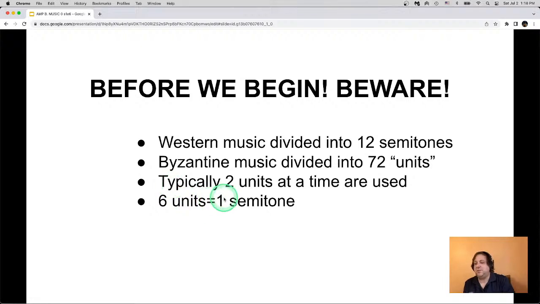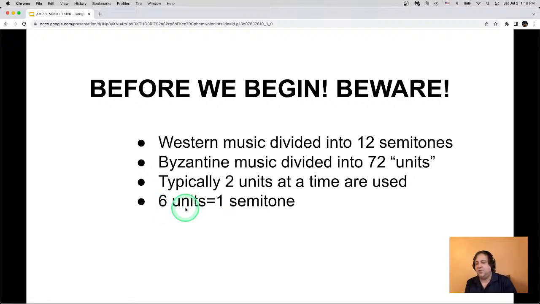That means that one semitone, like going from C to C sharp, da-da, Jaws, right? Na-na, na-na, na-na. Or the more fabulous Jaws, the, what is that? Can't Take My Eyes Off You. Na-na, na-na, na-na. That's a half step, right? That's a semitone. So, 6 units in Byzantine music equals one of those.